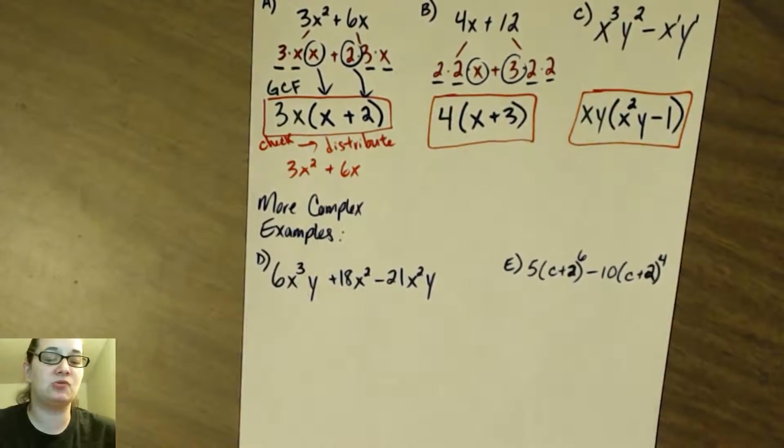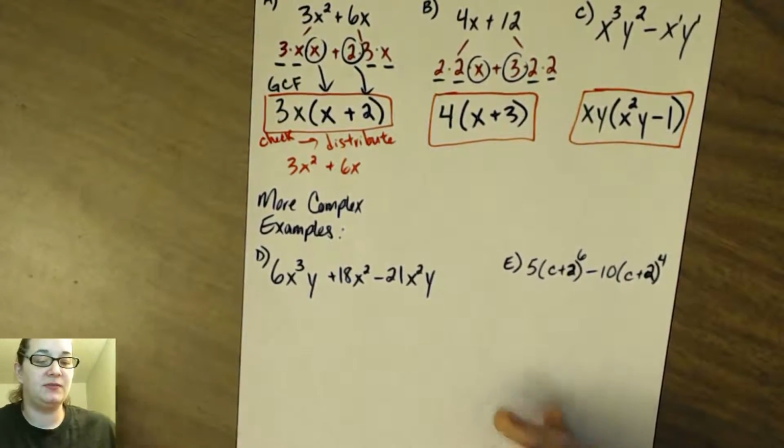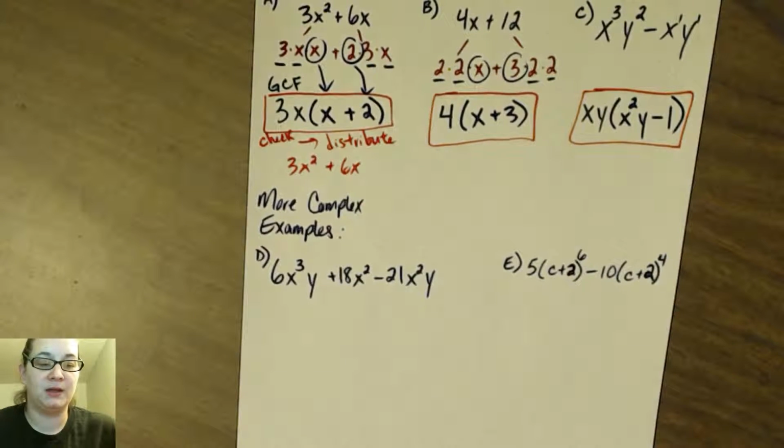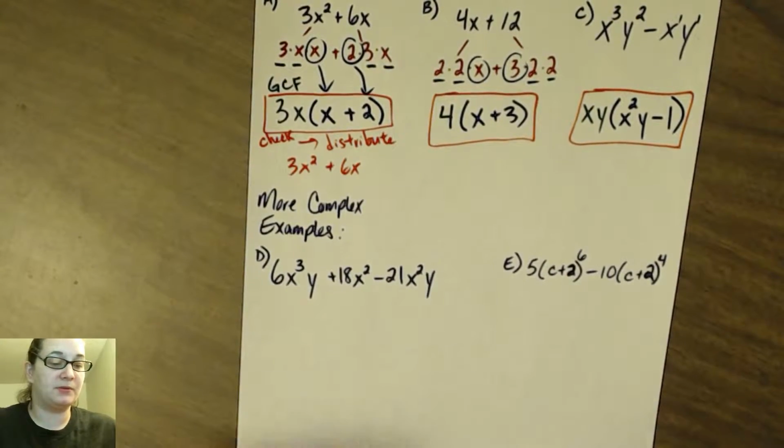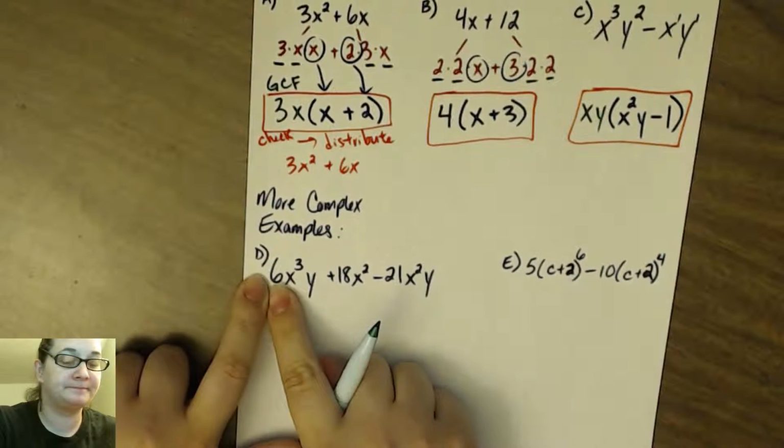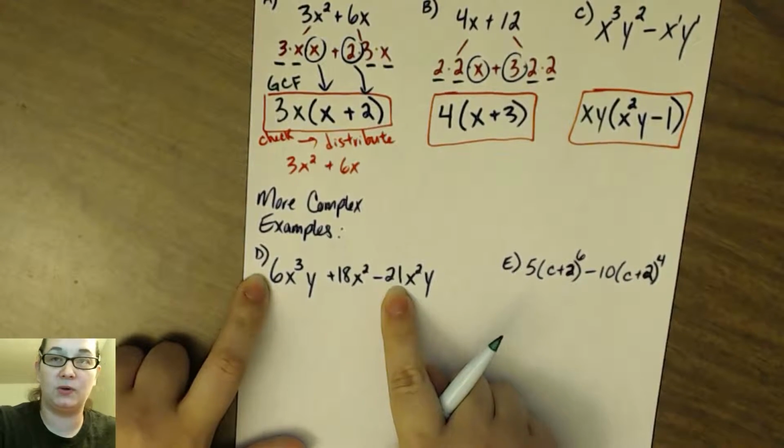Now I want to talk about some more complex examples. They just have more stuff going on. So again, first thing I want to look at is my numbers. So if I look at the numbers, I have a 6, an 18, and a 21.